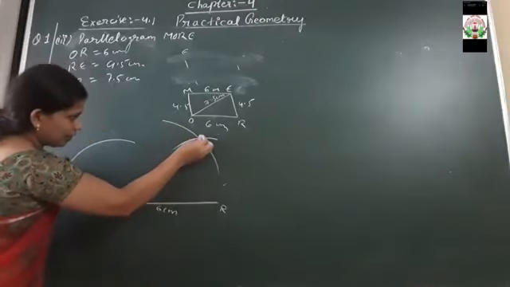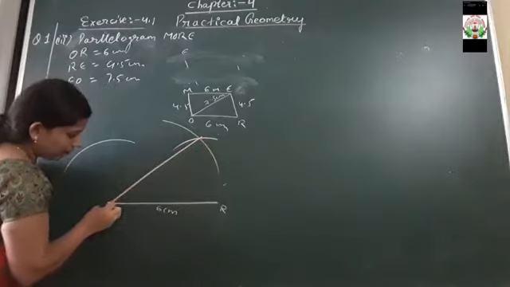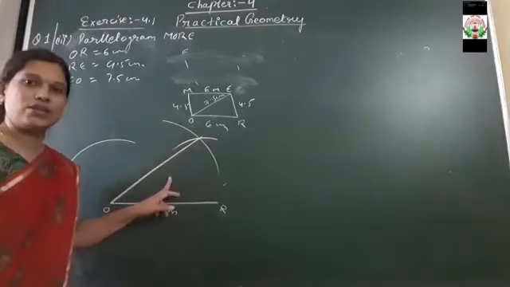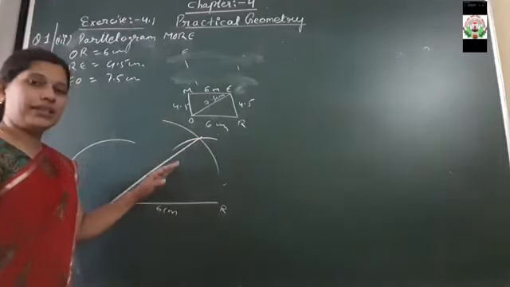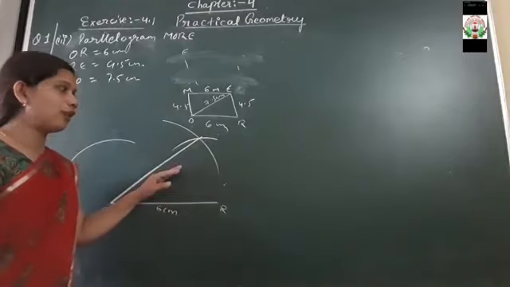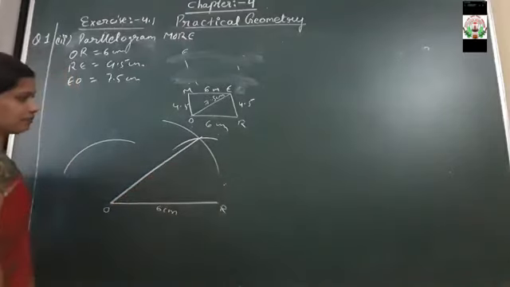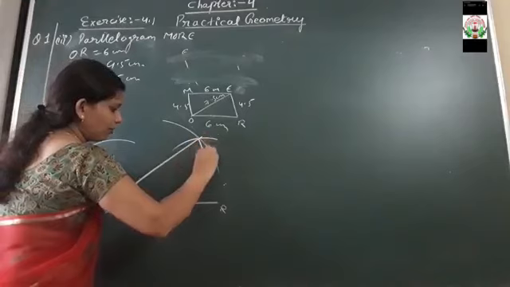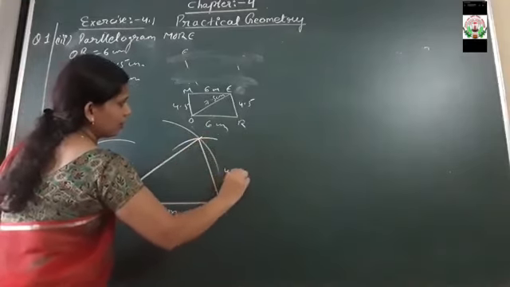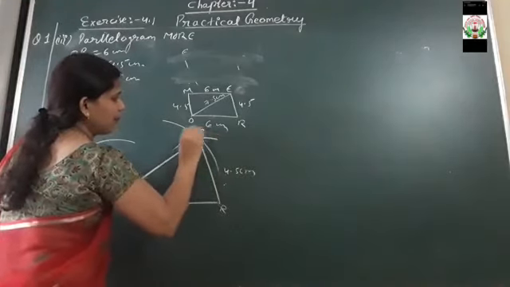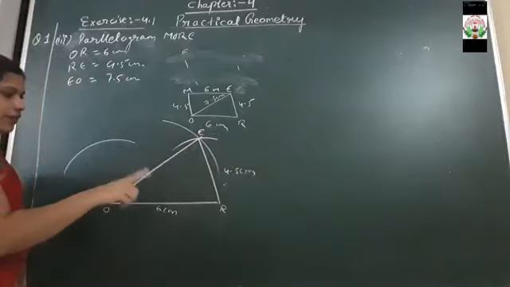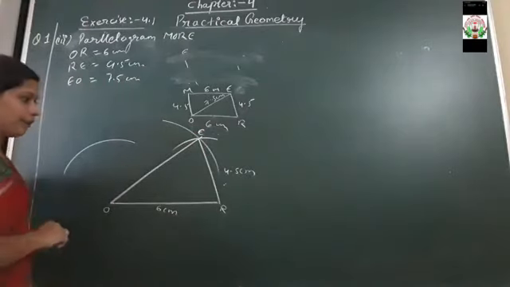Now with that intersection, you have to join with the help of your scale and pencil. This line will act as a diagonal for the parallelogram. Clear? Join this line also, as this measurement is already given. This one is the E part, isn't it? Now we got half part of the parallelogram.